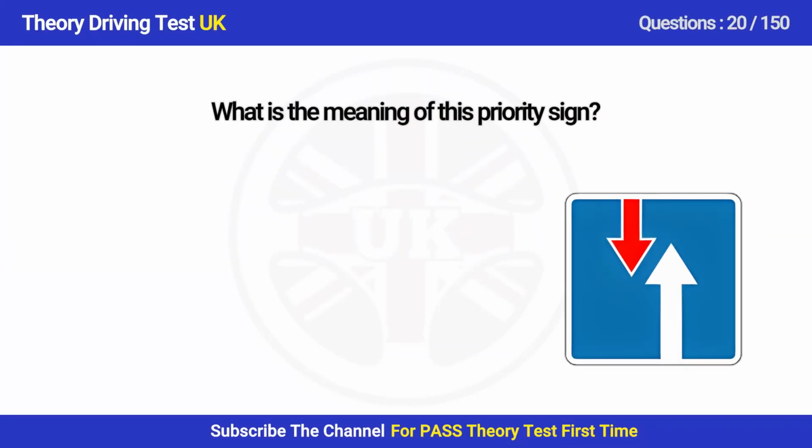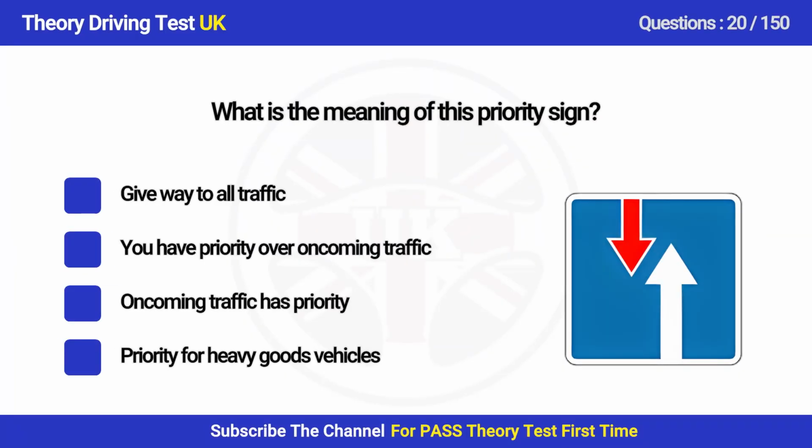Question 20. What is the meaning of this priority sign? A. Give way to all traffic. B. You have priority over oncoming traffic. C. Oncoming traffic has priority. D. Priority for heavy goods vehicles.